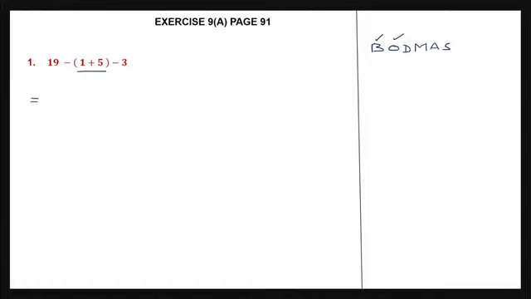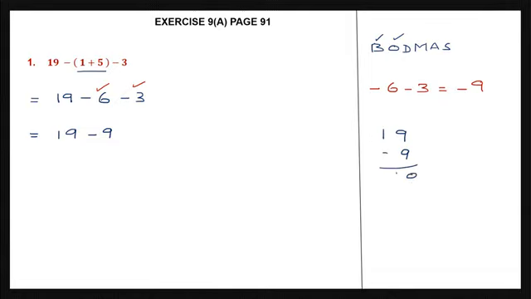So let's start. We write everything else as it is. 19 minus. Now within brackets, we have 1 plus 5. So 1 plus 5 is 6, minus 3. So now in the next step, let's take the numbers which have the same sign. Here we have minus 6 and minus 3. So let's work that out. Minus 6 minus 3. When signs are the same, put the same sign and add. So 6 plus 3 is 9. So that means 19 minus 9. 9 minus 9 is 0, and 1, so 10. So our answer here is 10.